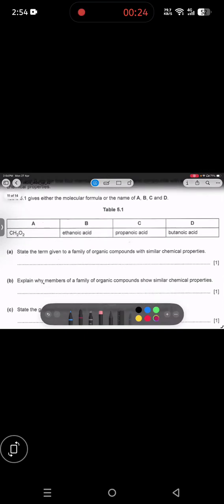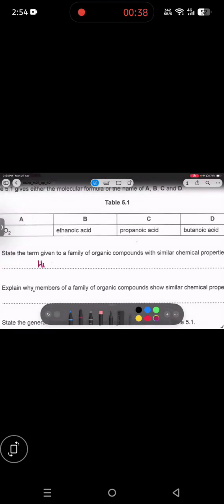Now we have A, B, C, D, the first four members of a family of organic compounds with similar chemical properties. Table 5.1 gives either the molecular formula or the name of A, B, C, D. State the term given to the family of organic compounds with similar chemical properties. The term is homologous series.